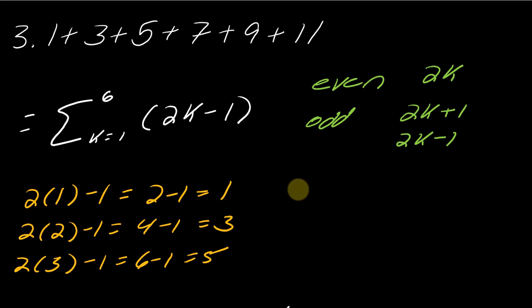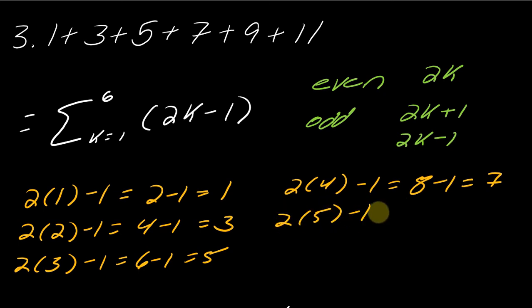And as I continue on with this, I can just keep checking. So 2 times 4 minus 1 is 8 minus 1, so this is 7. 2 times 5 minus 1 will give me 9, and then 2 times 6 minus 1 will give me 11. So you can always go through and double check your work like that if it's a small sum, if you're not confident, but that would be the answer in this case.